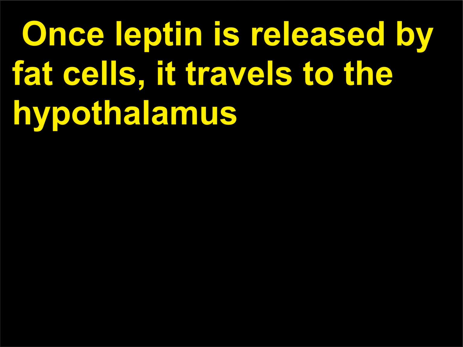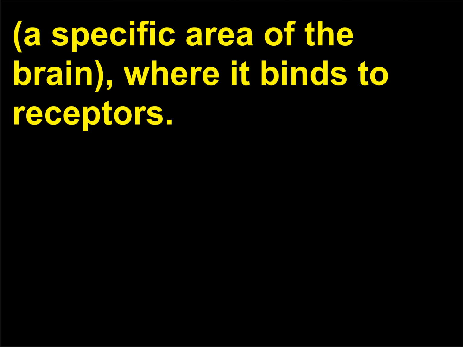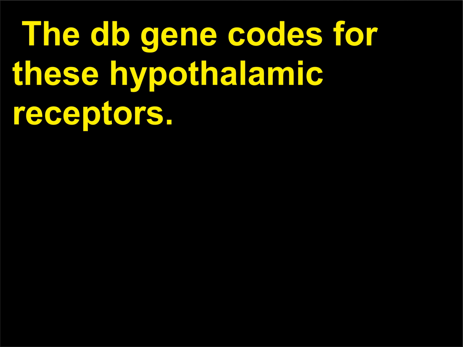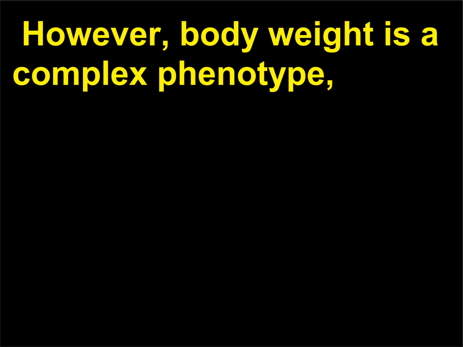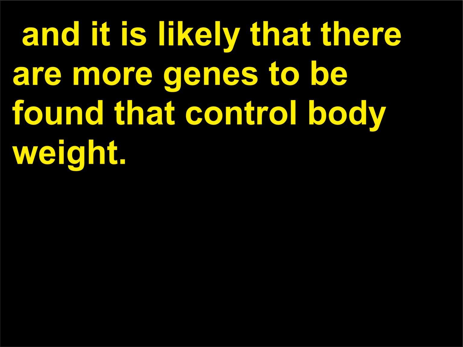Once leptin is released by fat cells, it travels to the hypothalamus, a specific area of the brain, where it binds to receptors. The DB gene codes for these hypothalamic receptors. Once leptin is bound, it regulates the rate of energy consumption. However, body weight is a complex phenotype, and it is likely that there are more genes to be found that control body weight.